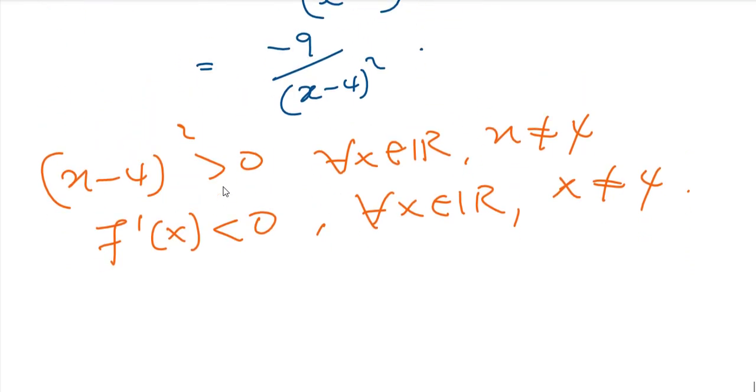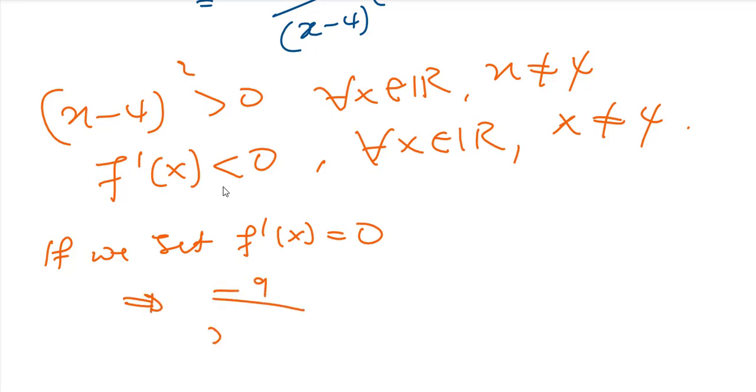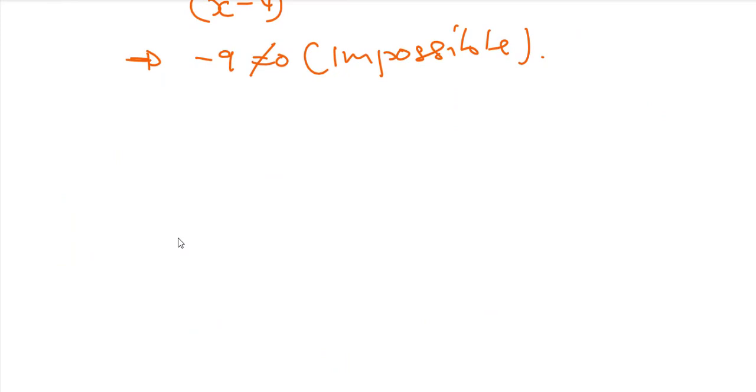Now what do we do next? We can use the derivative to verify if we have turning points. Now if we set f prime of x equal to 0, this will mean that we'll have negative 9 divided by x minus 4, all of that squared, is equal to 0, and this will mean that negative 9 is equal to 0. Impossible. Negative 9 cannot be equal to 0. So what does it imply? No turning point. So here we have no turning point.